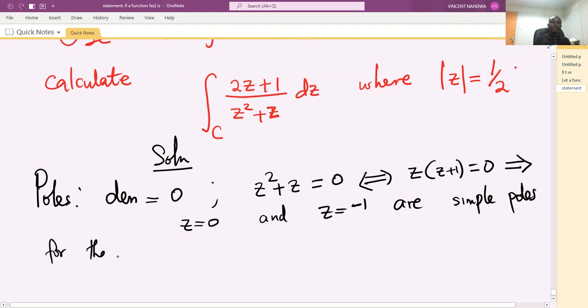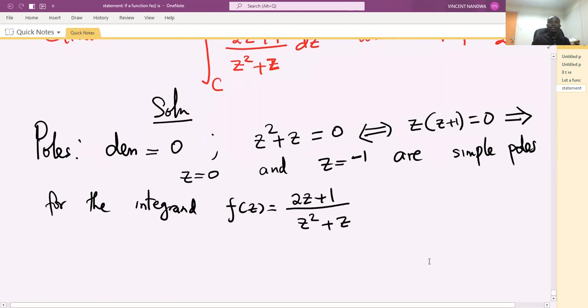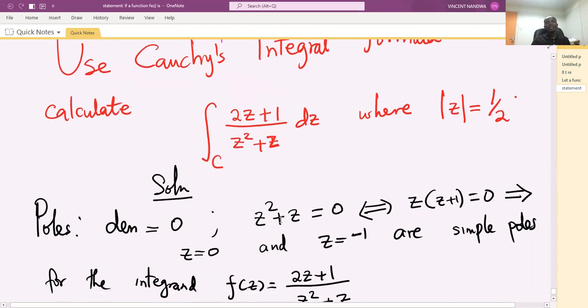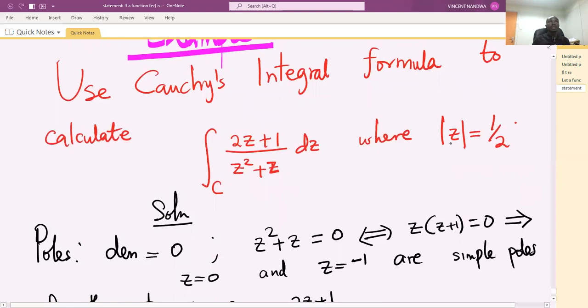For the integrand f of z given by 2z plus 1 over z squared plus z. That's step 1. And then step 2 is now to sketch the specified circle or specified curve to see whether all the poles lie within or outside the circle. And this means circle center 0, radius a half.